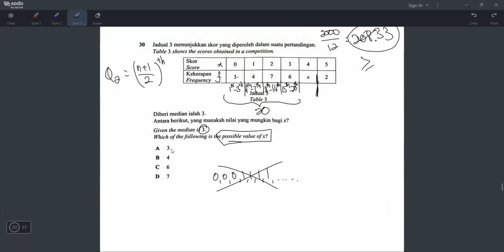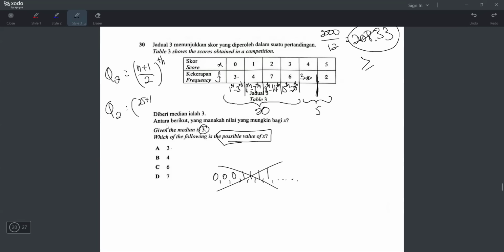So imagine X is 3. Let's try. If the X is 3 here, what happens is this will be 3 and 2. That means here will be 5 numbers. And 20 plus 5, you end up with 25. But if there are 25 values, where is the position of the median? 25 plus 1 divided by 2 gives you 13th. That means your median is at the 13th position. So the 13th number is here, and the 13th number is 2. But they want the median to be 3. So that's how you know A is wrong.